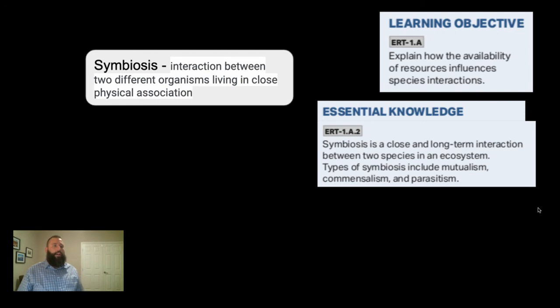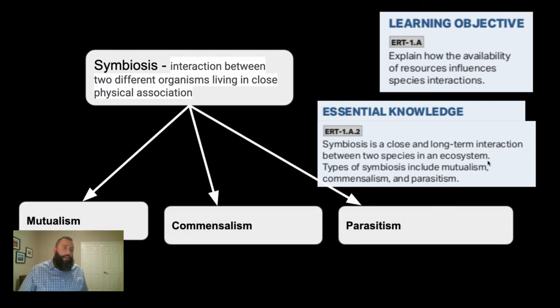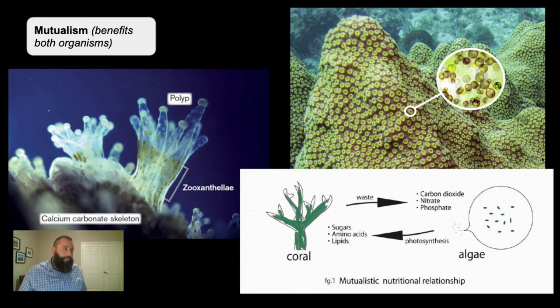Symbiosis is an interaction between two different organisms that are living in close association. Let's take a look at our essential knowledge. Symbiosis: close and long-term interaction between two species. There are different types that include mutualism, commensalism, and parasitism. So we're taking notes here. Let's get into each one of these quickly and go through an example.